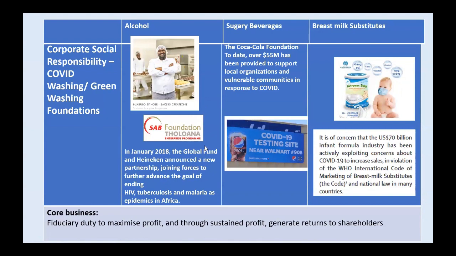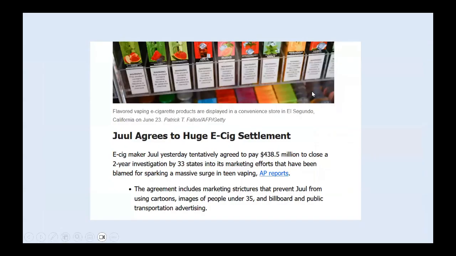So, for example, the Global Fund and Heineken announced a new partnership to join forces to advance the goal of ending HIV and TB. Talked about the Coca-Cola Foundation in COVID. Pepsi has had COVID testing sites. And then, of course, we've got the formula milk industry that's been exploiting concerns about COVID, et cetera. So it's prolific and everywhere.